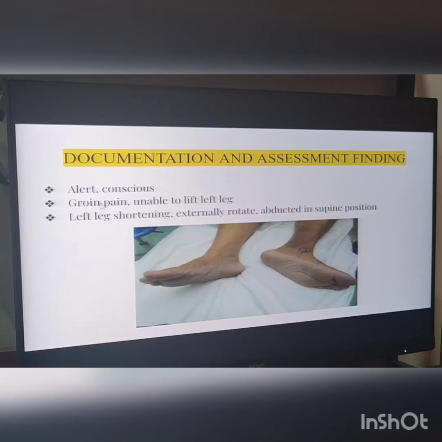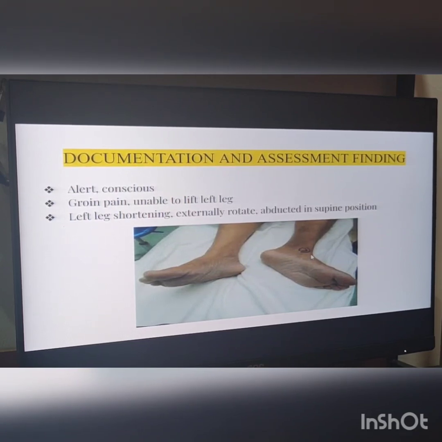Okay, when we reached the patient, the patient was alert, conscious, GCS also full, and complained of groin pain and was unable to lift the left leg. Clinically, when we found the patient on the floor, we could see the left leg was shortened, externally rotated, and abducted in supine position. When he lies down in supine position, the leg is like this.